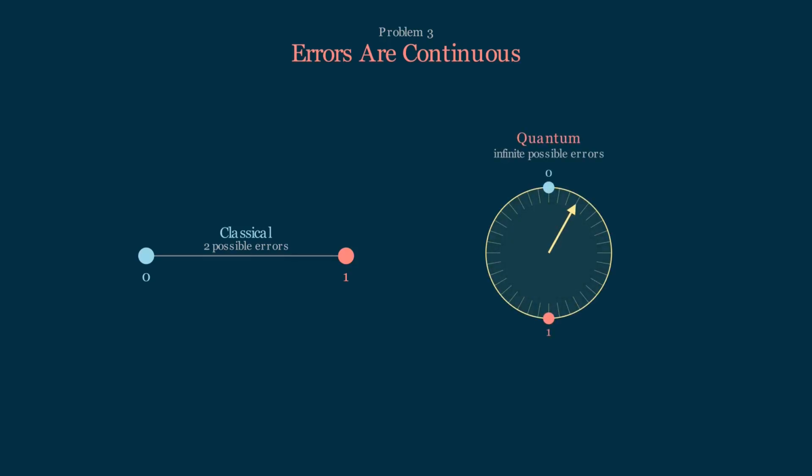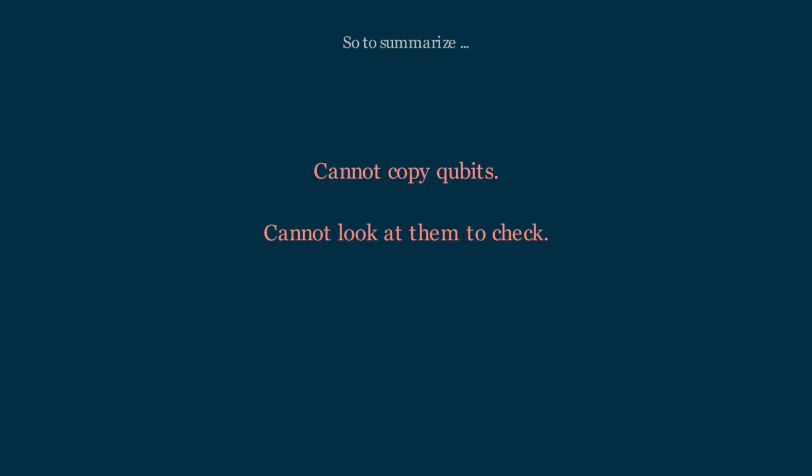And there is a third problem. Classical errors are discrete. A bit either flipped or it did not. Quantum errors are continuous. A qubit can rotate by any tiny angle in any direction. There are infinitely many ways a qubit can be wrong. So, to summarize the situation, you cannot copy qubits. You cannot look at them to check for errors, and the errors themselves are continuous.